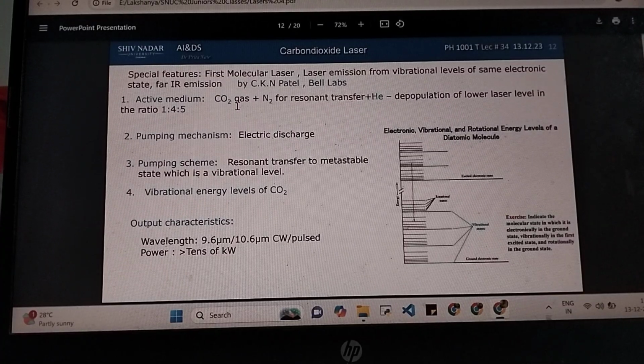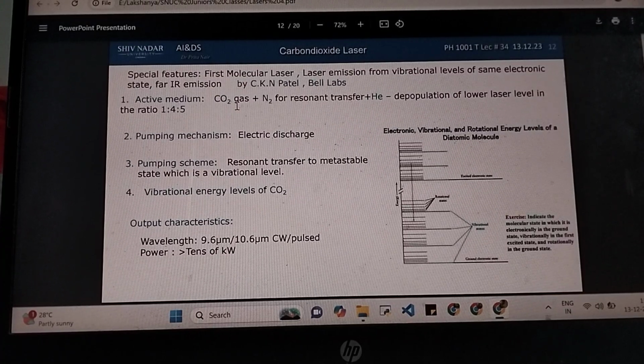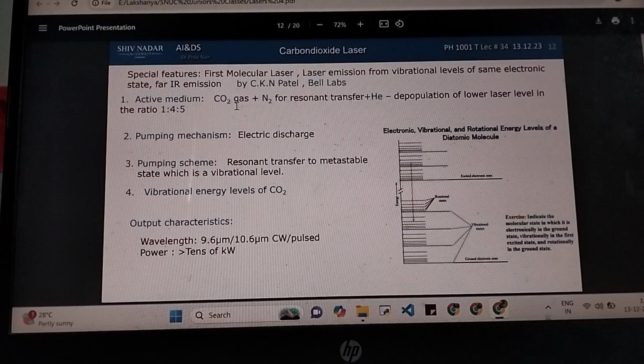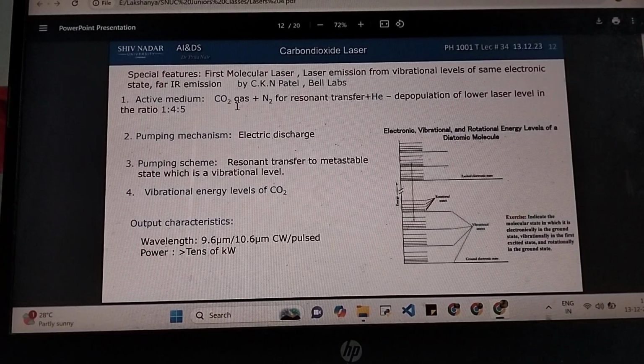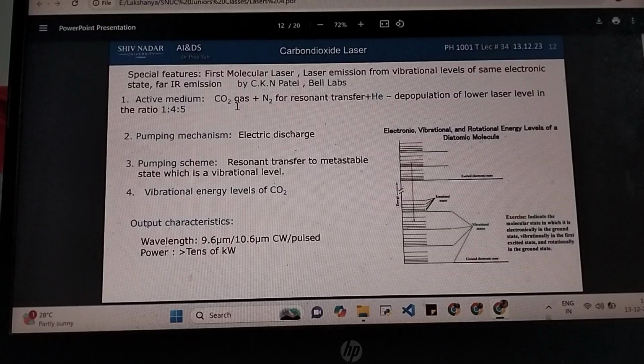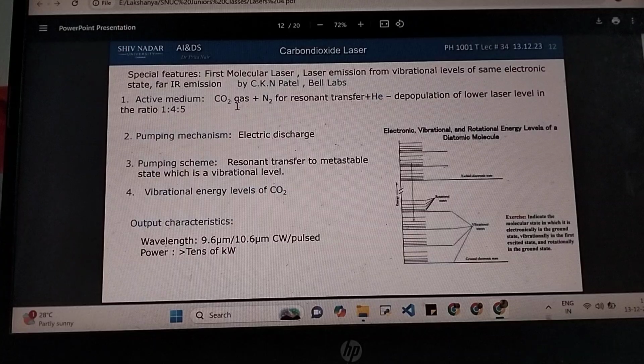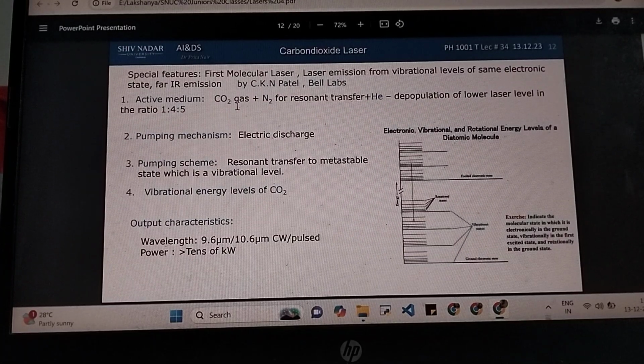Pumping mechanism, electric discharge. So electric energy is used to perform the pumping or the population inversion. Pumping scheme, transfer to metastable level, which is a vibrational level. So I think this is a good time to pause and understand what are electronic, vibrational and rotational energy levels first, and then we'll come back to the CO2 laser.